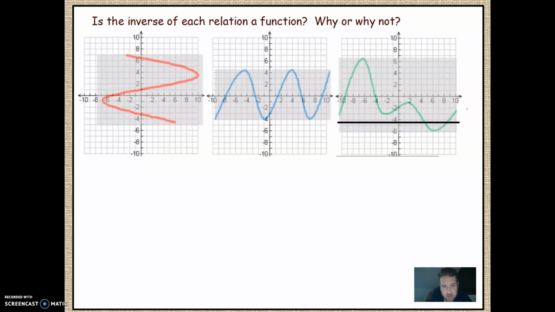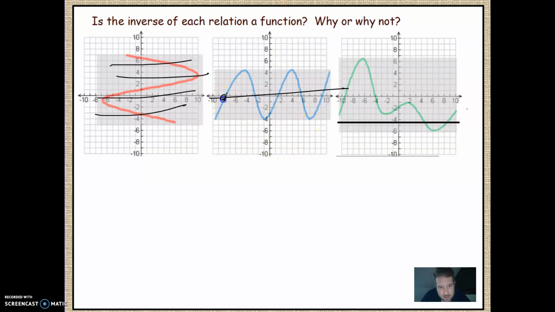Is the inverse of this relation a function? Why or why not? It is a function when you look at the first one, because it does pass the horizontal line test. This one is not going to be a function. If you took this and reflected it over y equals x, it's going to end up being like this, which is not a function.